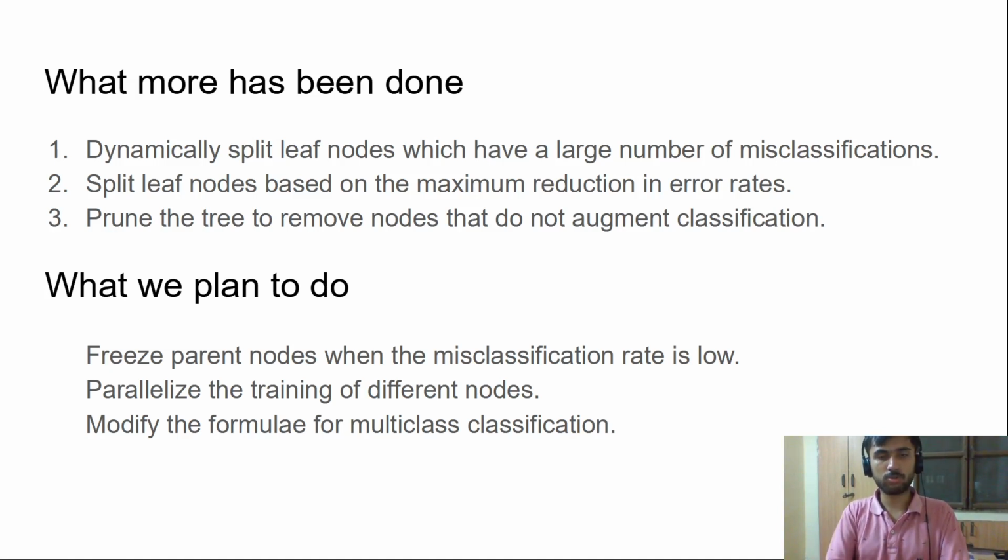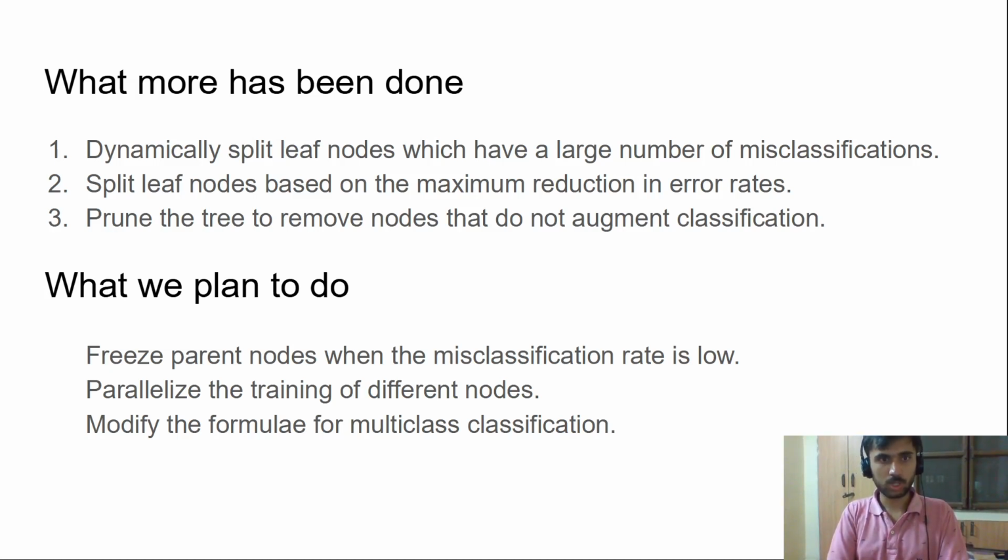There have been a lot of new improvements that we have already implemented. For example, we dynamically split leaf nodes which have a large number of misclassifications. We split leaf nodes based on the maximum reduction in error rates. We prune the tree to remove the nodes that do not help in classification.